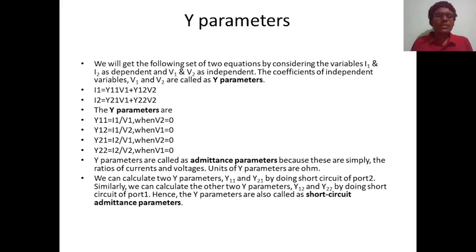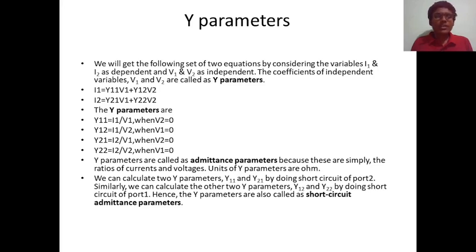The Y parameters are Y11 equals I1 by V1 when V2 equals 0. Y12 equals I1 by V2 when V1 equals 0. Y21 equals I2 by V1 when V2 equals 0. Y22 equals I2 by V2 when V1 equals 0.